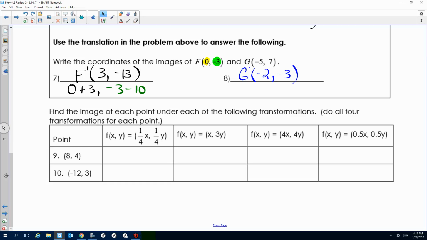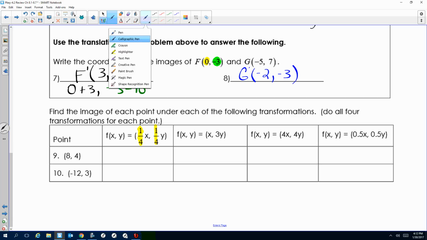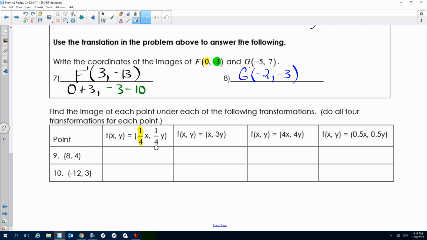Now, we're going to complete the transformation for each, following the rule. What's in the top column here is the rule. And if you look, because we have 1/4 times the x and 1/4 times the y, we're multiplying 1/4 times the x and the y. Let me fix this. Maybe this might help you see it a little bit better. That number we're multiplying by is our scale factor.